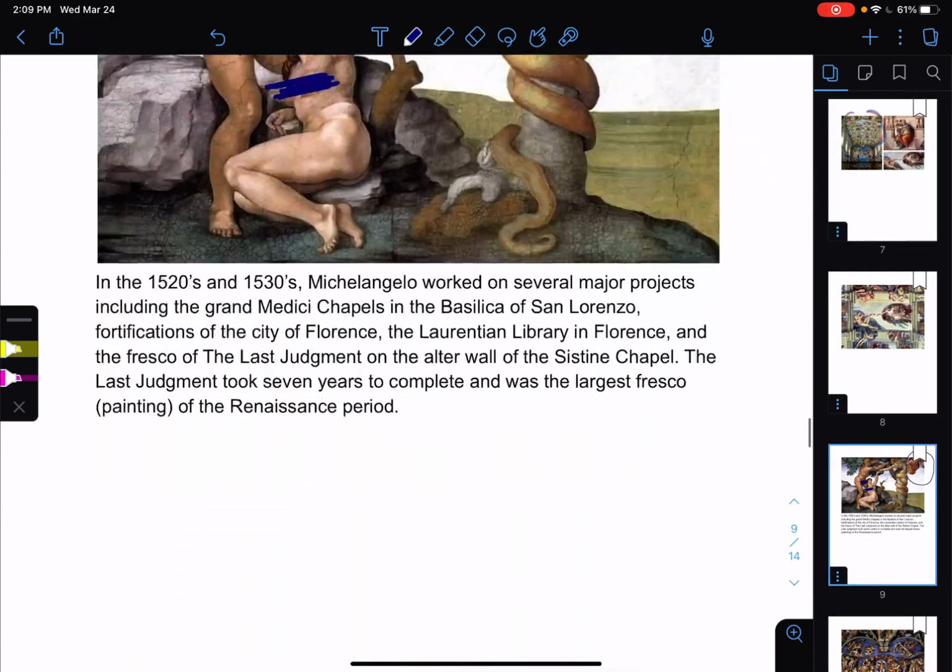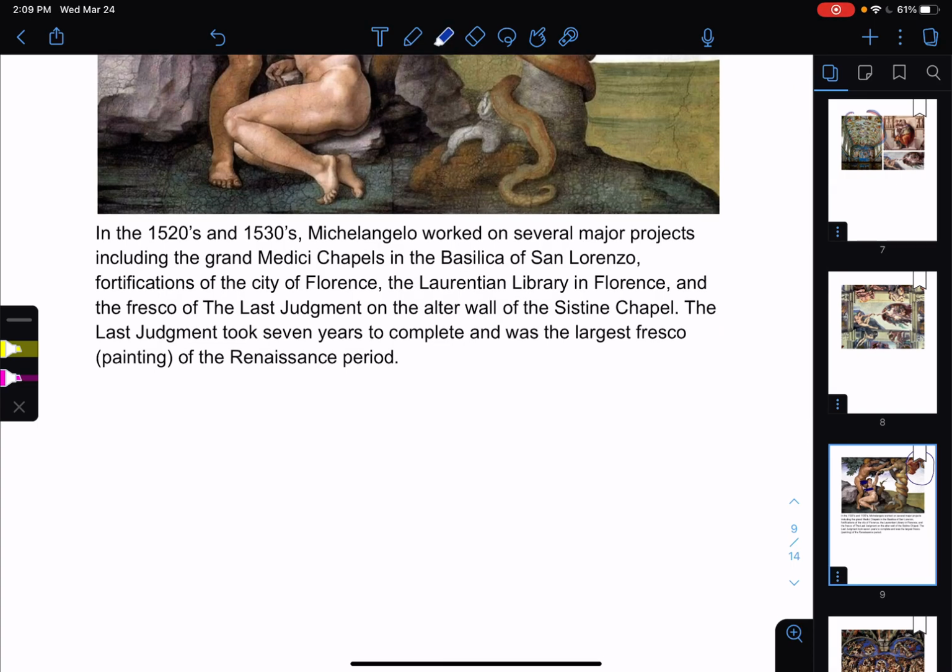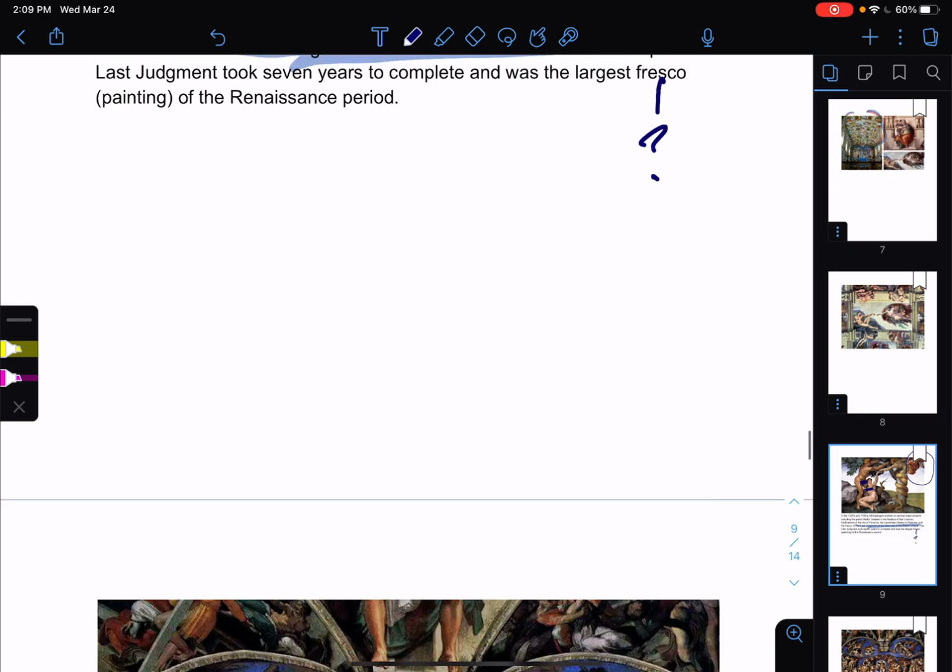Those are some of the images. Okay, here we go. In the 1520s and 1530s, Michelangelo worked on several major projects, including the Grand Medici Chapel and the Basilica of San Lorenzo, fortification of the city of Florence, the Laurentian Library in Florence, and the frescoes of the Last Judgment. I'll show you a picture of that one in a second. The Last Judgment took 7 years to complete and was the largest fresco of the Renaissance period. If you would like to know what a fresco is, please look it up. Let me know when you find out.